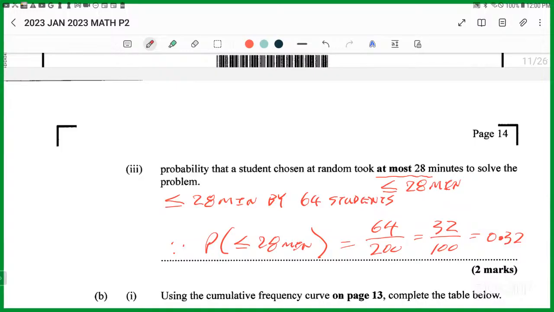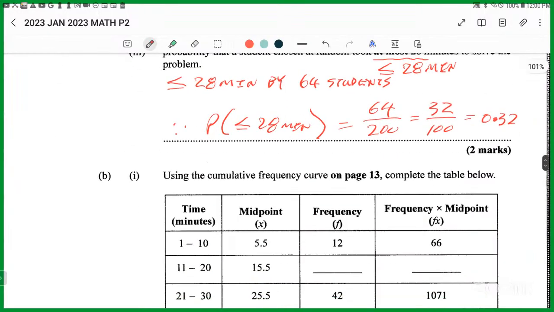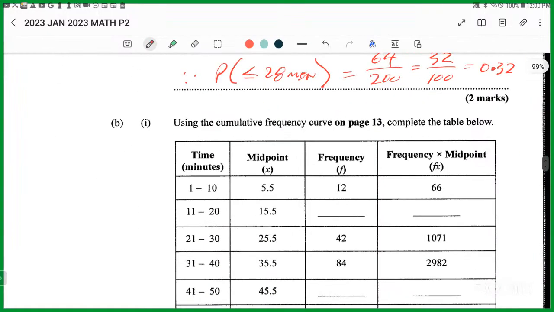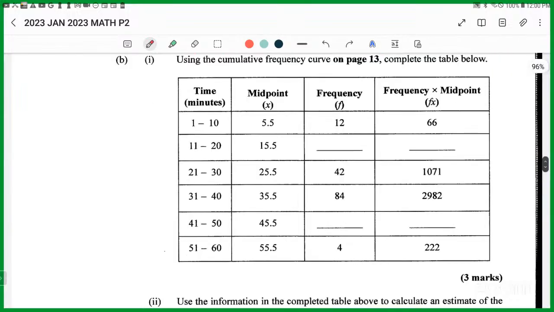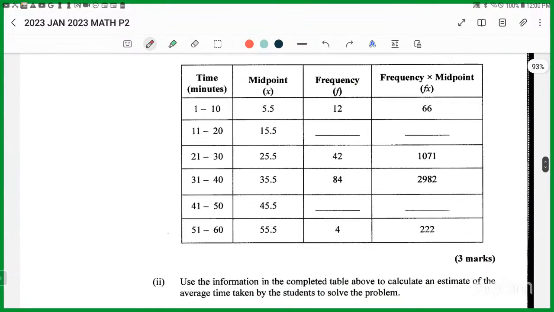Yes, sir. All right, then it says now, using the graph, using the curve, we have to complete the table. All right, so using the cumulative frequency graph, we have to complete the table below. All right, let's see what we have from the graph. So we have these midpoint values. We have these frequencies. And we are trying to complete this, which is the sum column.